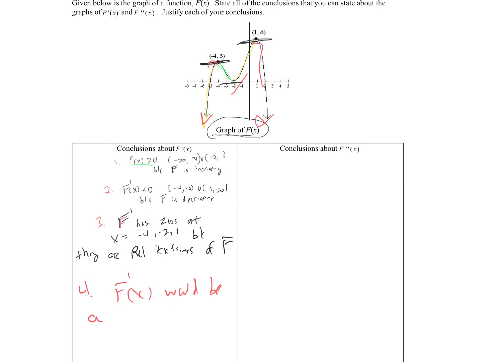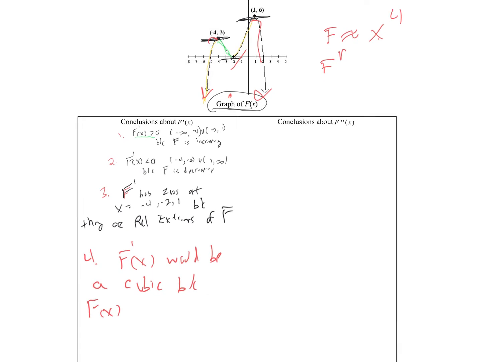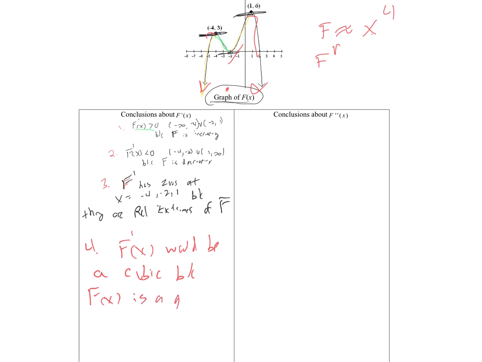Let's back it up one step. F prime of x is not a quartic. F is a quartic. F would be like this. F could be similar to x to the fourth. So what would f prime be if you take the derivative of a fourth degree? It would be a cubic, because f of x is a quartic.